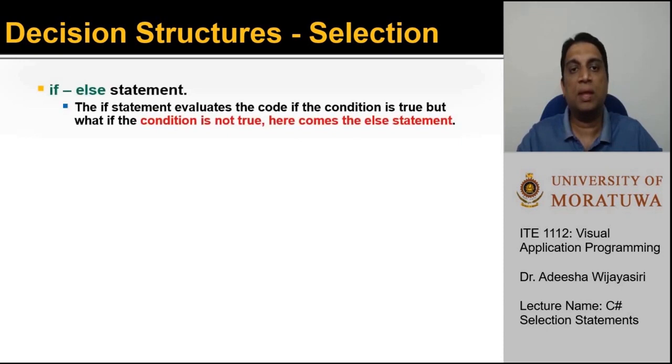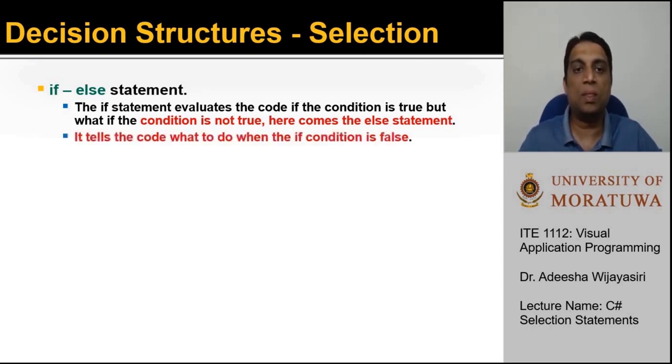Most of the time, we need to define what happens if the condition is not true. C# provides the if-else statement for this purpose. We can code what to do when the if condition fails using the if-else statement.